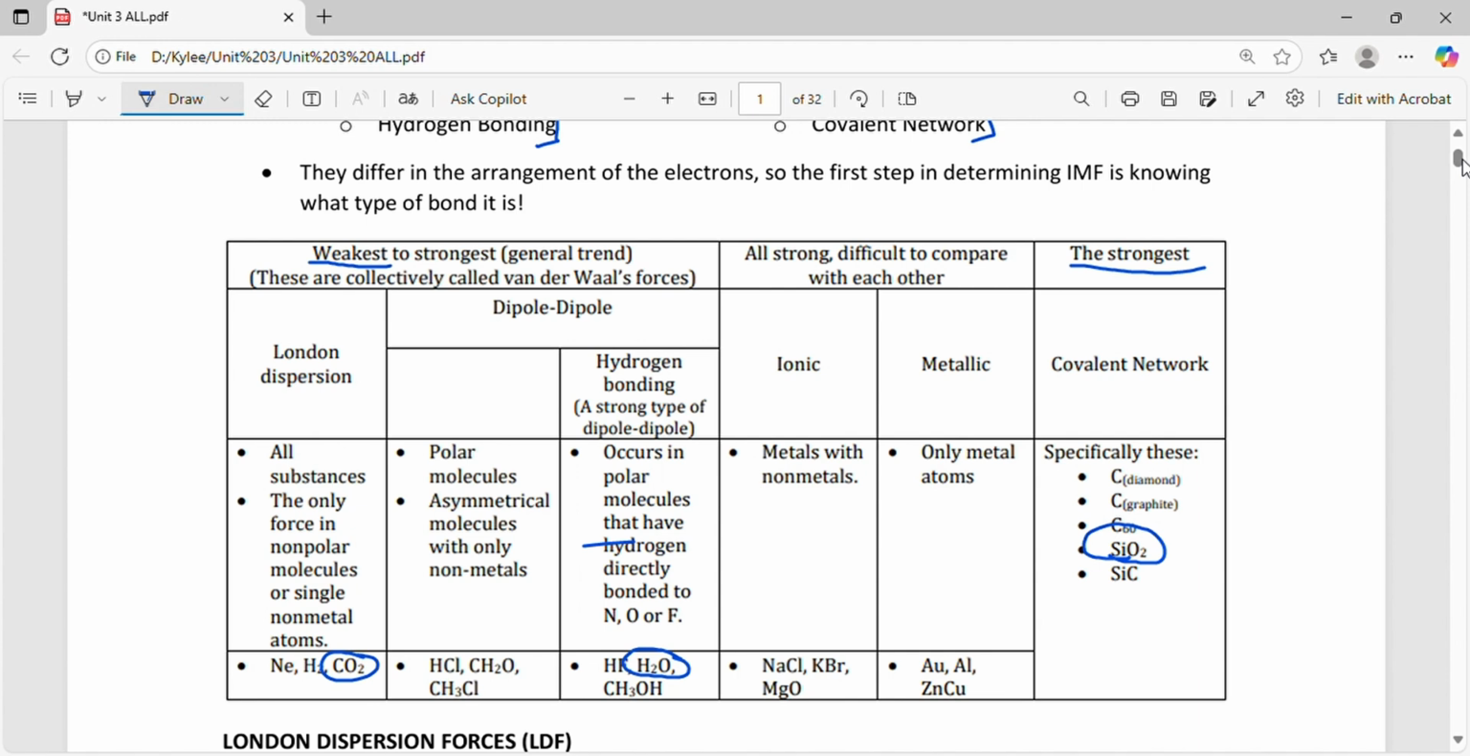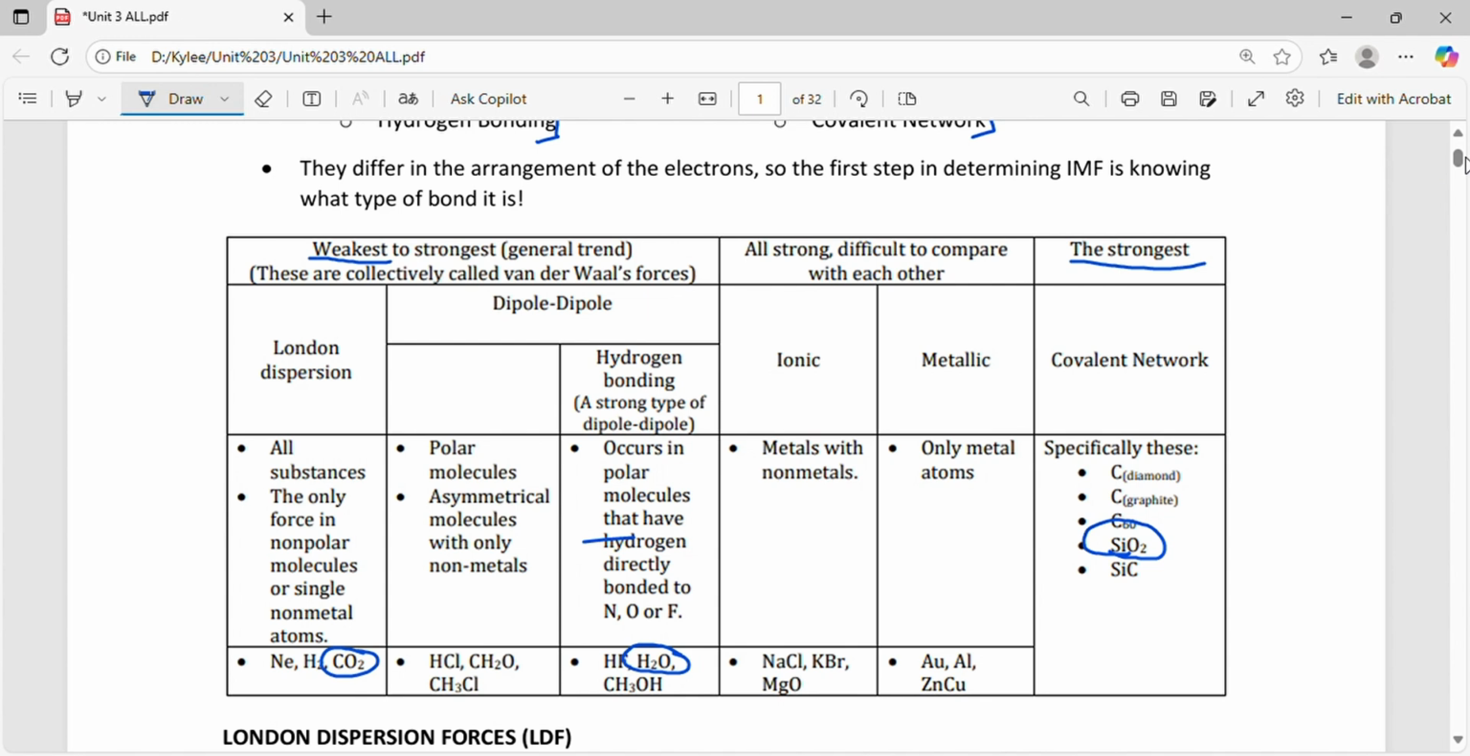So this is a summary chart. It breaks down what each type is and how strong it is. But like I mentioned in the intro, we're going to be doing a deep dive on all of them. In this particular section, we get started with the first three on the left, and that's London dispersion forces, dipole-dipole, and hydrogen bonding.